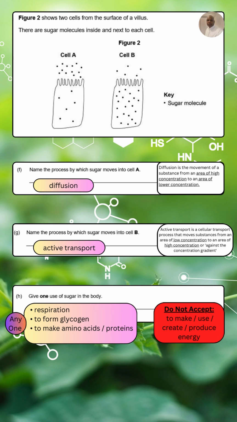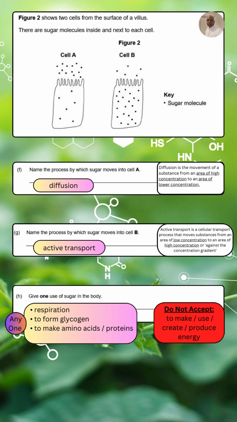For part G, it says name the process by which sugar moves into the cell. Again, it's going to move in. Because it's a large molecule, it will need something. It needs energy to move it into the cell. So therefore, it will move in by active transport.